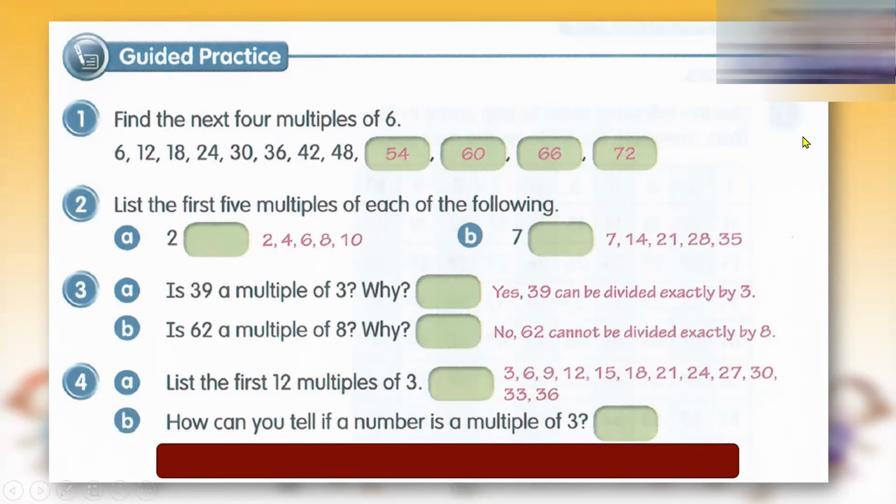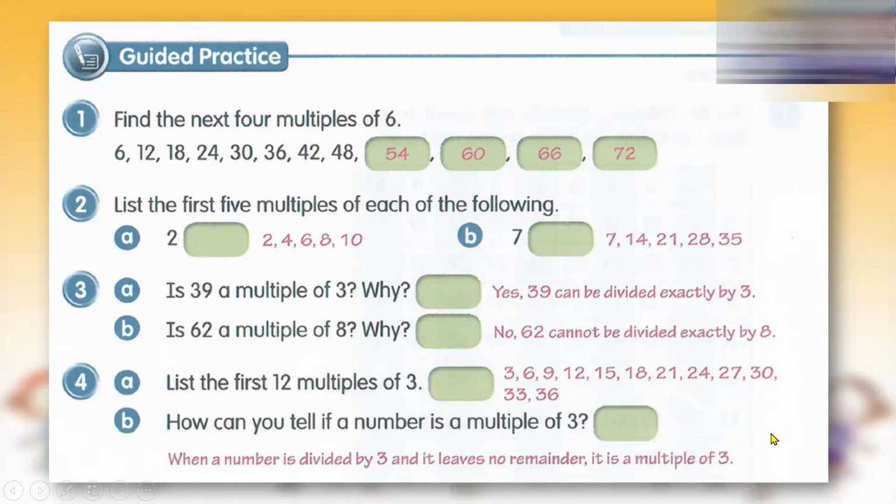Okay. And then letter B, how can you tell if a number is a multiple of 3? Who has the answer here? How can you tell that the number is a multiple of 3? It can divide by 3. Yes, very good. If you divide the number by 3 and it is exact, there's no remainder, then it is a multiple of 3. When a number is divided by 3 and it leaves no remainder, it is a multiple of 3.